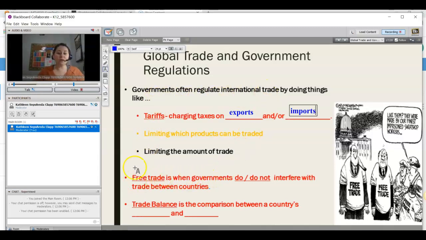We also have the idea of free trade. Free trade is when governments do not interfere with trade between countries. That could be very good. There are no tariffs, there is no anything. They can trade back and forth freely. Some people say, yeah, that's good. We should be able to open up free trade throughout all countries.